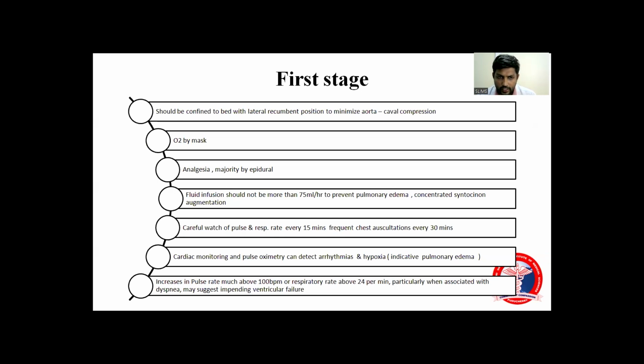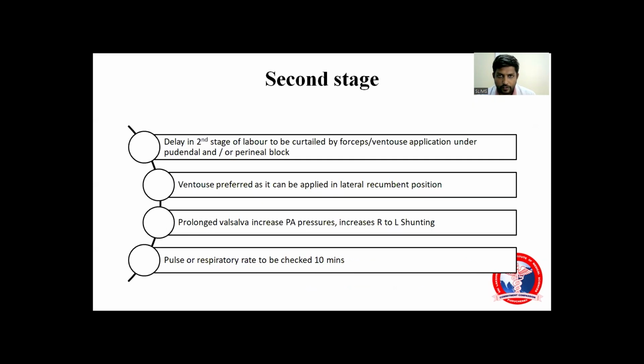Routinely, there should be a watch of pulse and respiration every 15 minutes, and frequent chest auscultation every 30 minutes to assess any features of failure. There should also be cardiac monitoring, and pulse oximetry can detect arrhythmia and hypoxia. An increase in pulse rate above 100 beats per minute or respiratory rate above 24 may suggest impending cardiac failure.